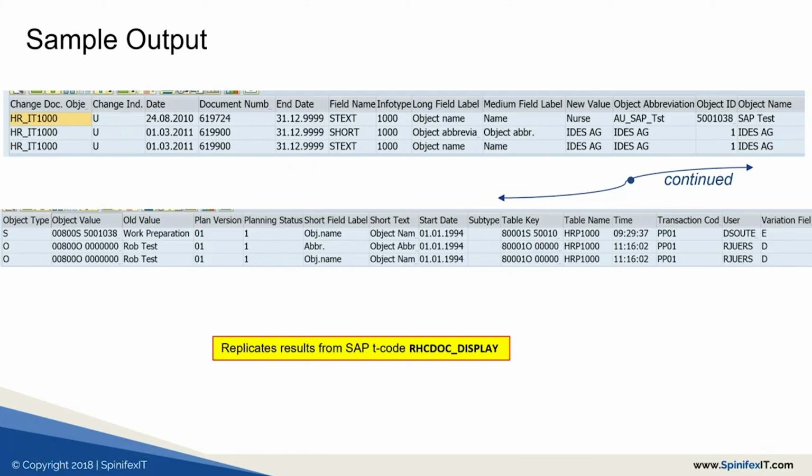And then I also noted here, if you happen to be familiar with the standard SAP transaction code RHC doc display, that's kind of what we're doing. So if you're used to that, now you can do it through Easy Reporter, which gives you the benefit of attaching the ability to email it, have it go to a file, all those things that we can give you that you wouldn't get from the standard SAP.